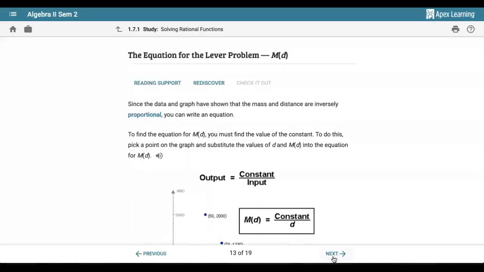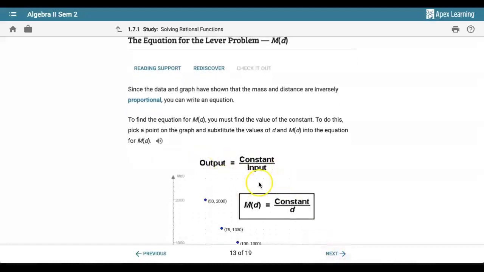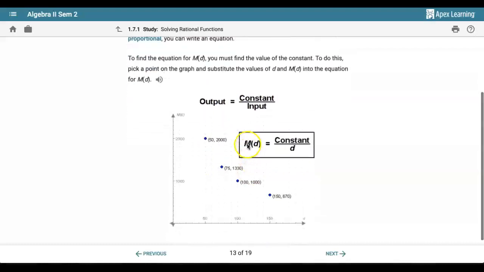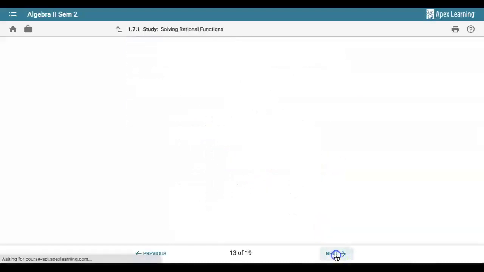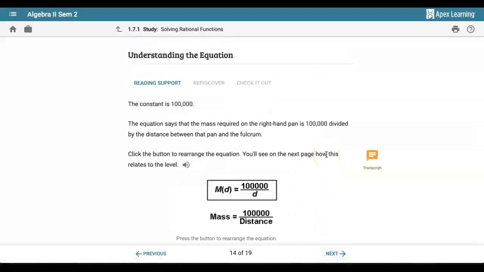All right. But regardless, remember, we know that this is an inverse relationship. So it's going to have this equation: output equals constant divided by input. Since we know this is our relationship, we could pick any coordinate, plug it in and calculate our constant value. When we do that, we find out our constant value is 100,000.